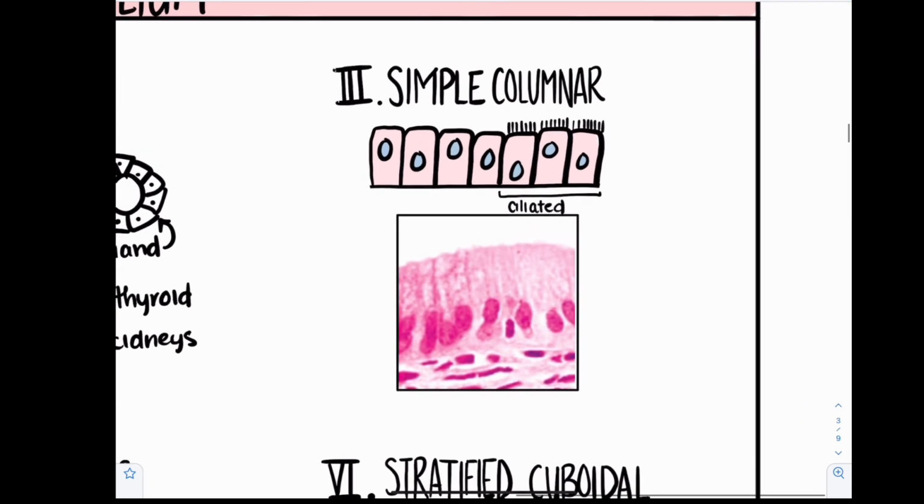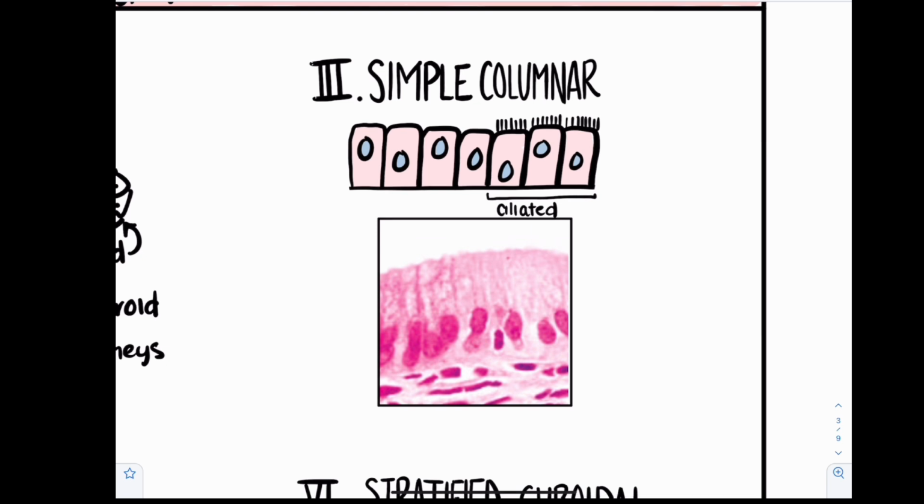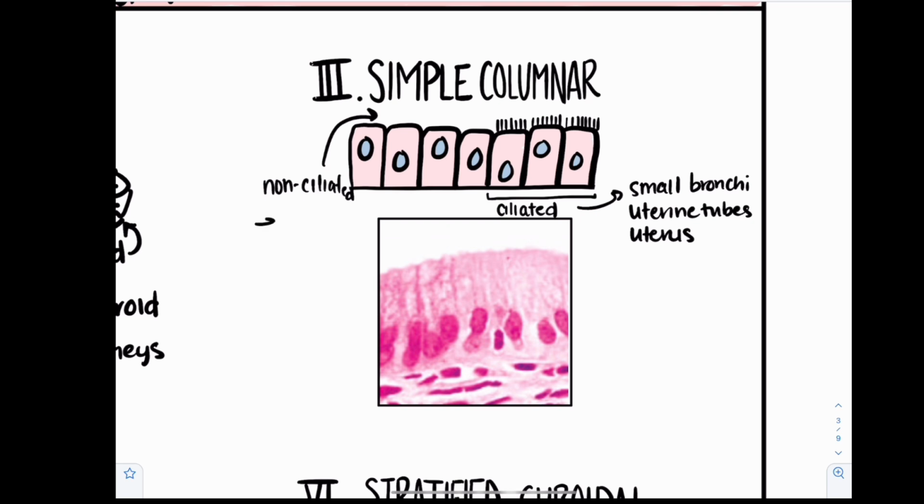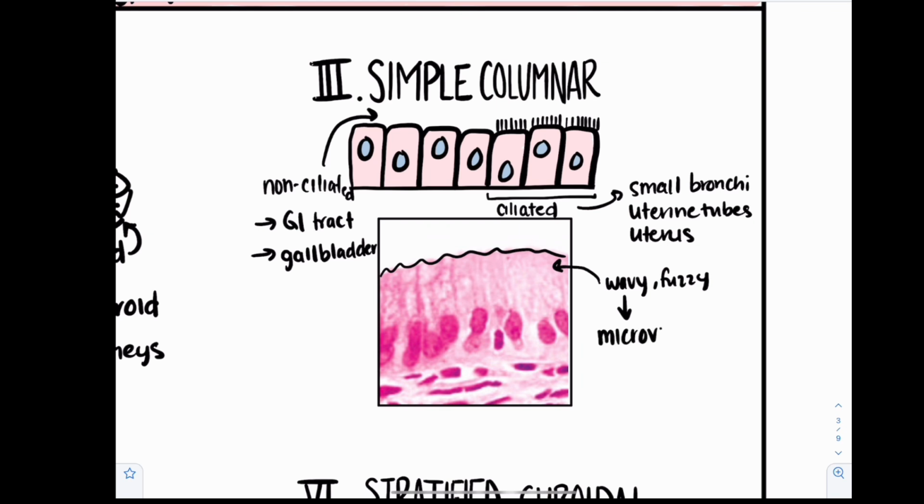If we then stretch that cube up, we get simple columnar epithelium. This is commonly found both with and without cilia. Ciliated varieties line small bronchi, uterine tubes, and some regions of the uterus, whereas non-ciliated lines most of the digestive tract, gallbladder, and some excretory ducts. This image is non-ciliated. It doesn't have long projections, but rather there's this small, wavy, fuzzy appearance that is characteristic on imaging of microvilli. This is an example from the gallbladder.